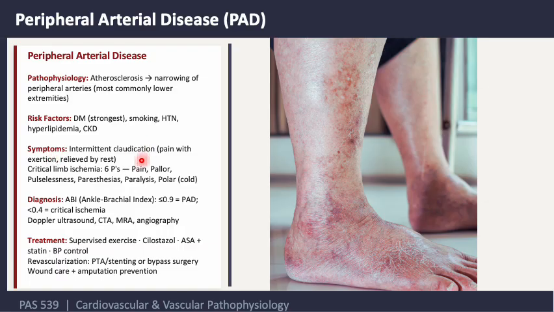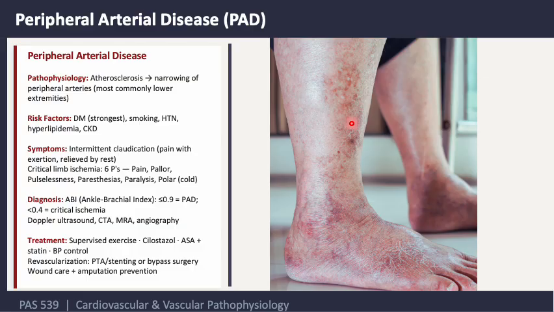Symptoms include intermittent claudication. Claudication is when you have pain with exertion that is relieved by rest. You can have critical limb ischemia: pain, pallor, pulselessness, paresthesias, paralysis, and polar. If you have those, it's usually an emergency.